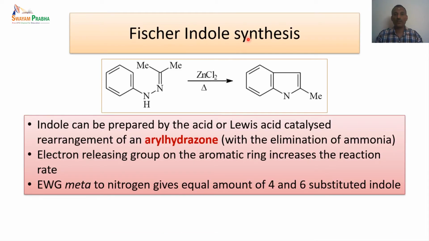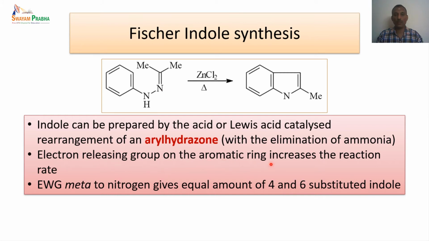The first one is the Fischer indole synthesis, the most famous one. Here the indole is basically prepared from the action of an acid or Lewis acid. Zinc chloride is a Lewis acid that is used here for the rearrangement of aryl hydrazones with the elimination of ammonia. So there are 2 nitrogens, and one of the nitrogens is lost as ammonia, because in the final indole we have only 1 nitrogen unit. This can be formed from the starting material, which is the aryl hydrazone.